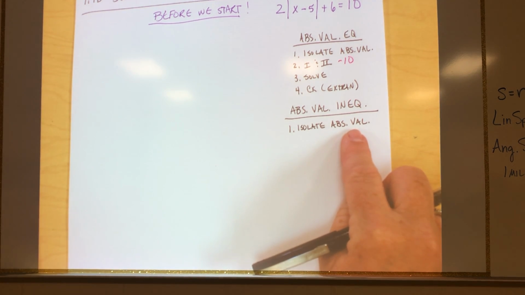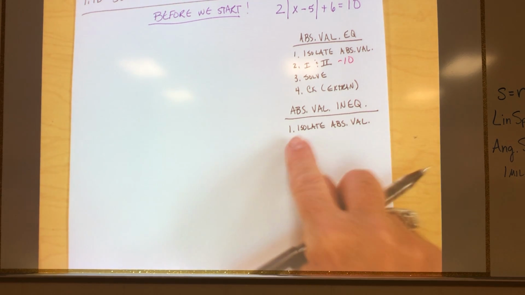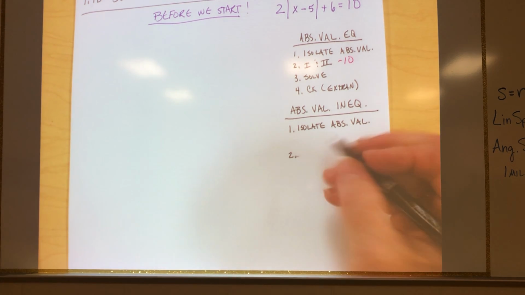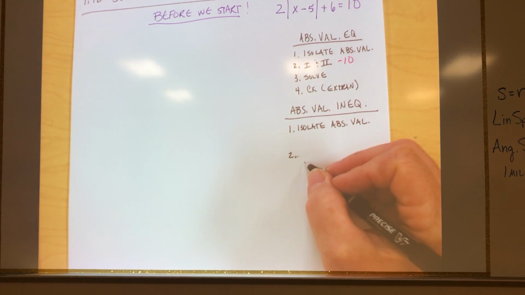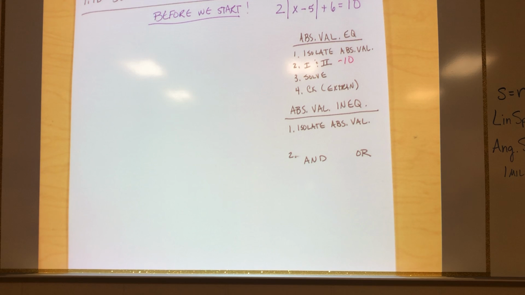Y'all listen to me. You cannot tell what it is until you get it by itself. Okay? You cannot tell what it is until you get it by itself. The second thing you're going to do, notice I'm leaving some room right here because I'm going to write above what I'm fixing to write now. You're going to decide, is this an and statement or is this an or statement? Okay? Is this an and statement or an or statement?